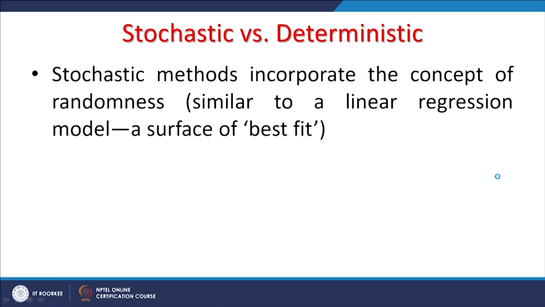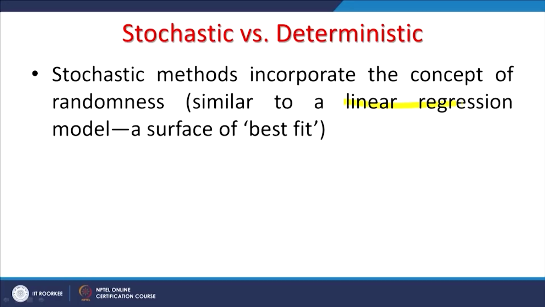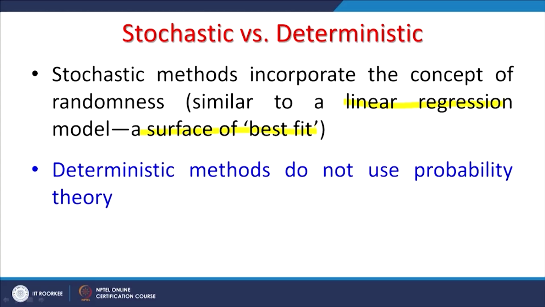Now, a third type of classification of interpolation technique can be done based on stochastic versus deterministic. Stochastic incorporates the concept of randomness, and this is similar to a linear regression model, or what we call a best fit model. Compared to this, there is another interpolation technique, the deterministic method, which does not use probability theory. So, very far from probability.